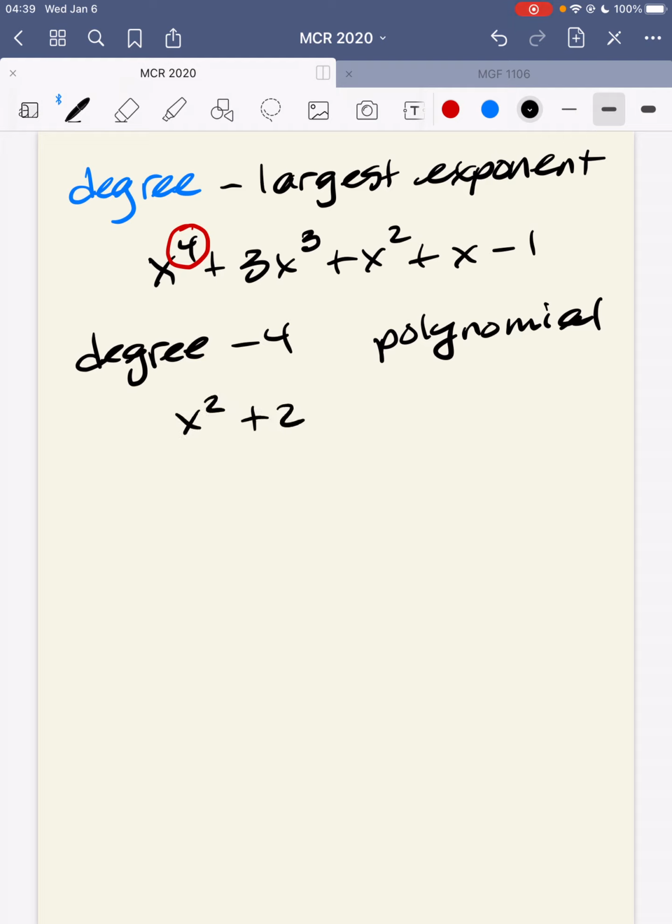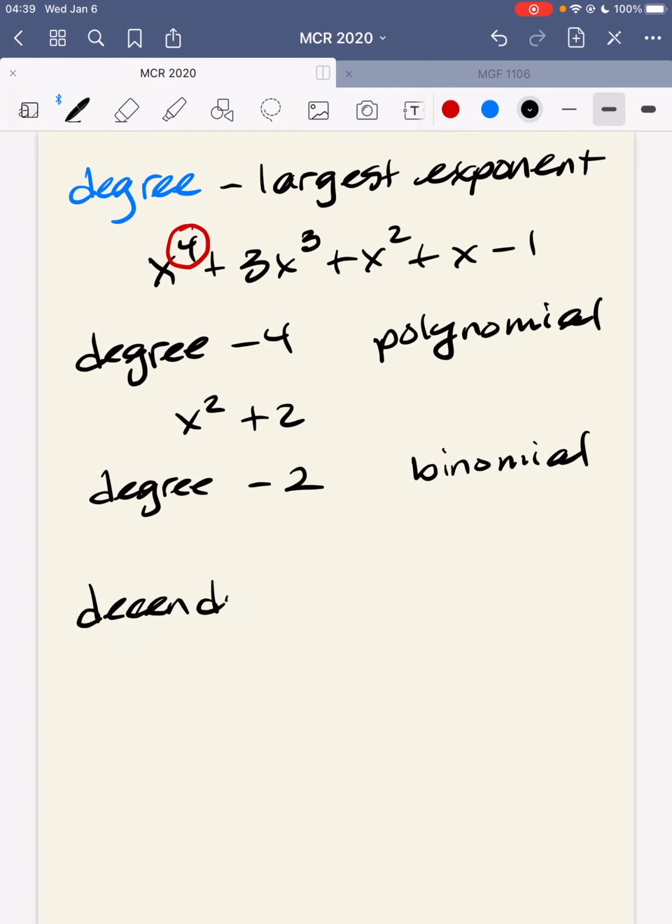If I had x squared plus 2, and I want to know the degree, in this case it is going to be 2, and this is going to be a binomial. The last item I'm going to talk about is something called descending order. This is a short video today. And descending order is we go down from the highest exponent, and we go down usually to just a number or the lowest exponent.